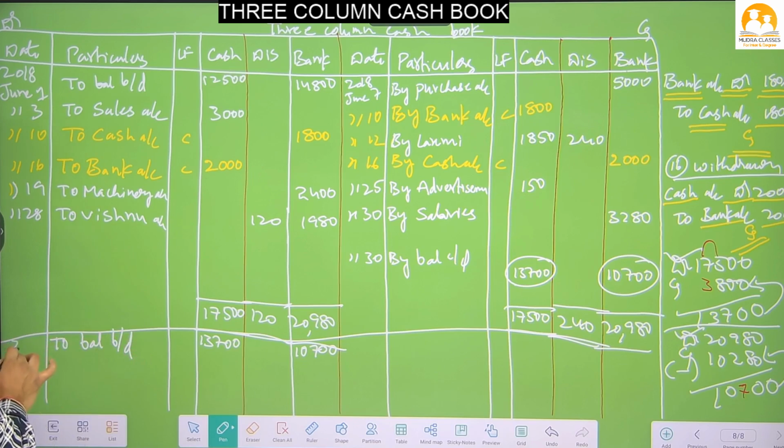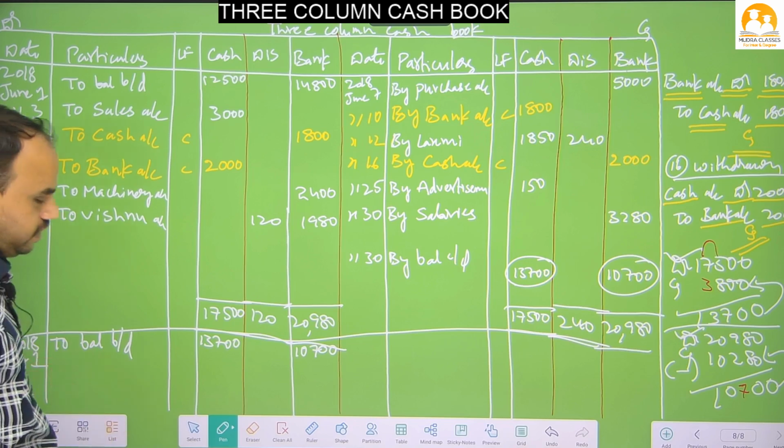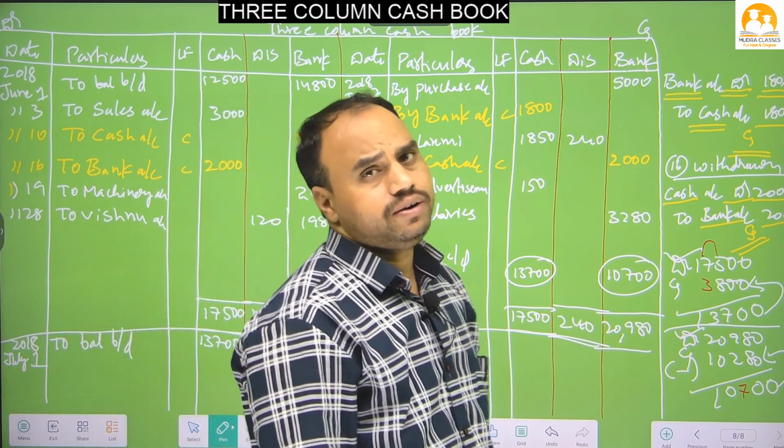Okay, this one we will write as opening balance, balance brought down. Date 2018, July 1st. June, after that next month is July 1st. Okay, so like this we have to do the problem.